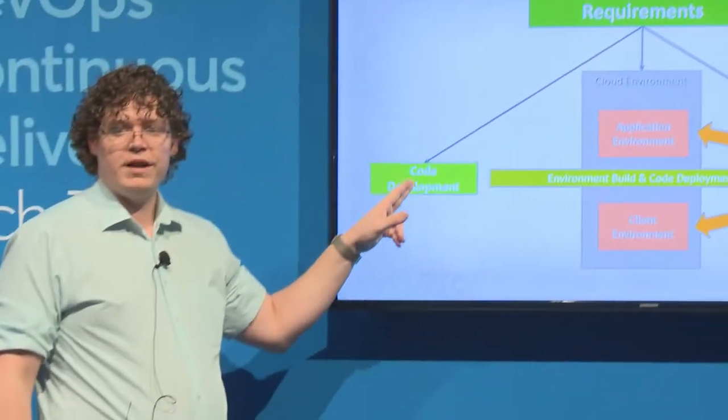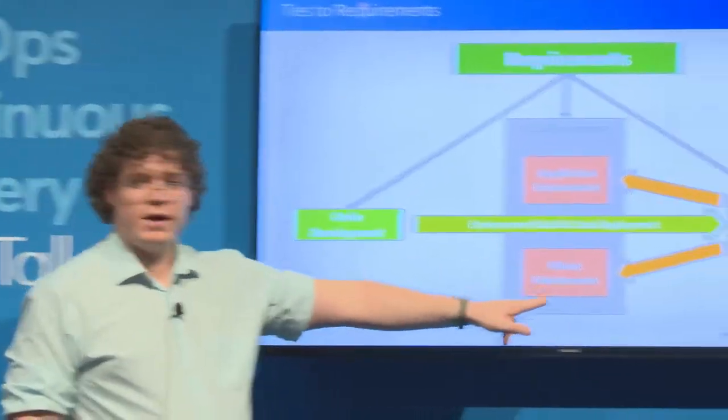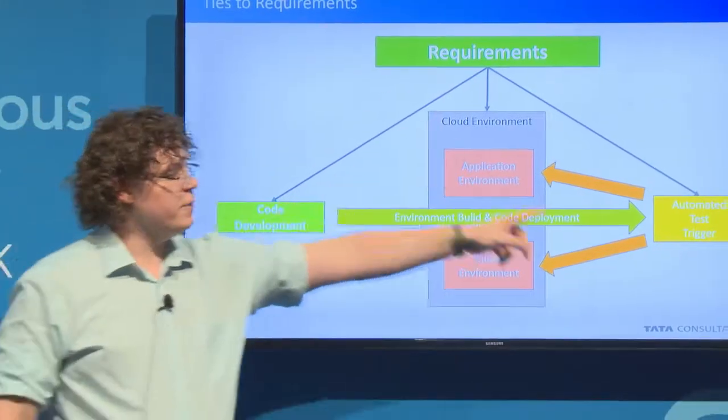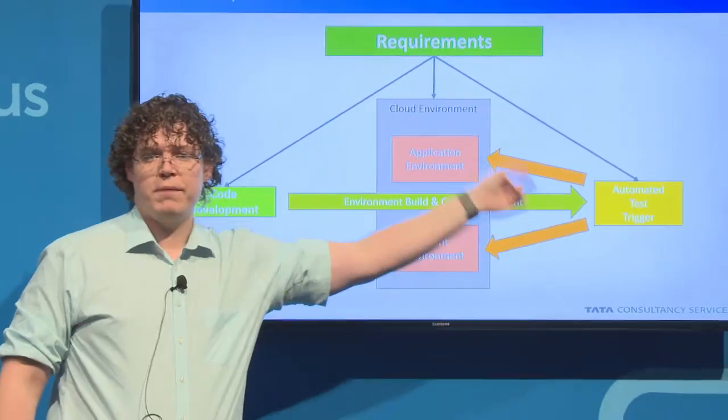So going back to my original, my requirements are tied to my development, to my environment configuration, and then my automation script. So there should always be a one-to-one mapping.